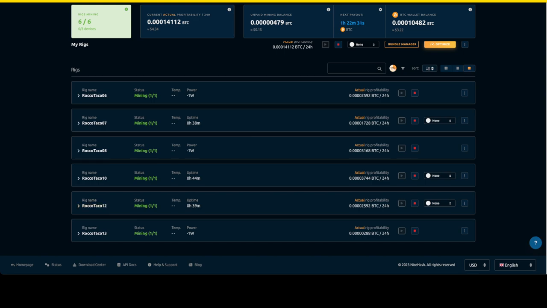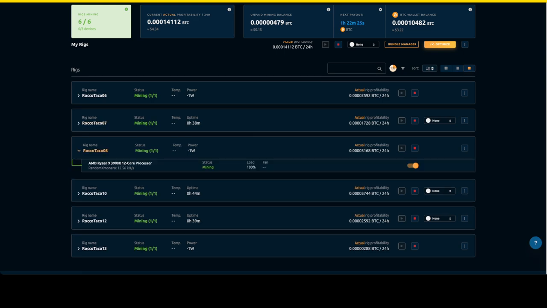Let's expand one of these. Let's do a performer here. This one seems to do well. There you go. You see the algorithm as you expand it. It is an AMD Ryzen 9 3900X 12-core processor, and I'm getting this algorithm, RandomX Monero, 12.56.